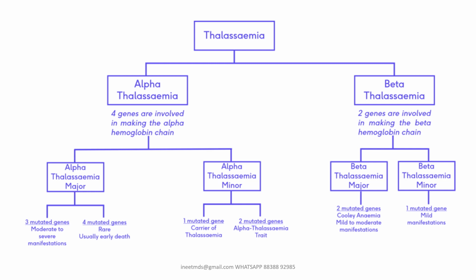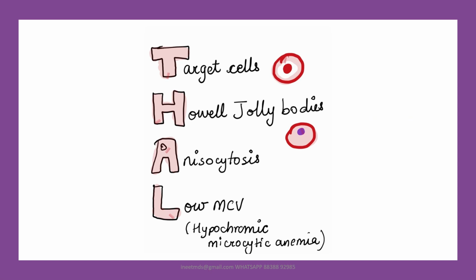Then under beta thalassemia, again we have beta thalassemia major and minor. If only one gene is mutated, it is minor. When there are two genes mutated in beta thalassemia, it is called beta thalassemia major. It is a mild to moderate manifestation. Most of the time, when we say thalassemia, the common ones are beta thalassemias, of which beta thalassemia major is quite common, and it is called Cooley's anemia.